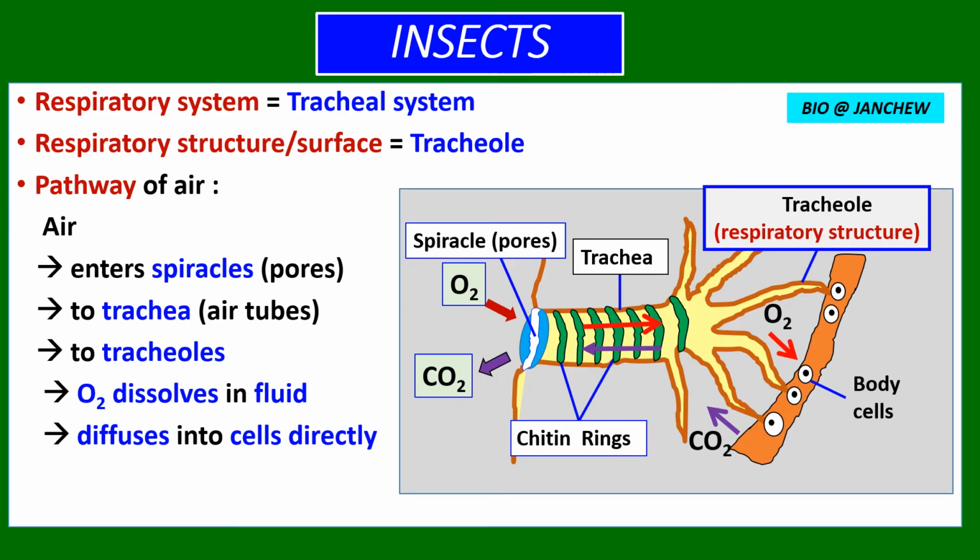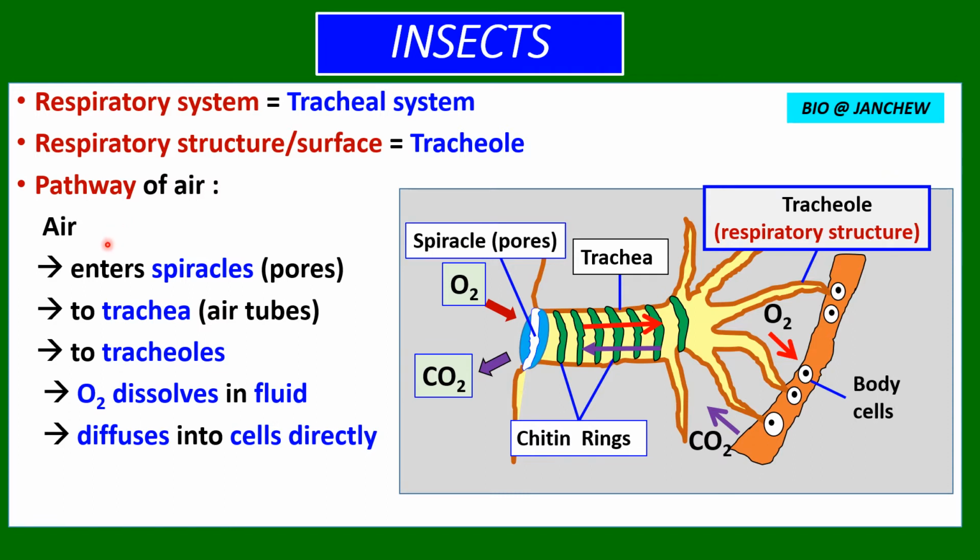Now let us discuss the respiratory systems of 2 organisms. Firstly, insects, and secondly, fish. So in insects, the respiratory system is called the tracheal system, from the word trachea. Okay, the trachea is the tube which allows the flow of gases in it. So the respiratory structure in the tracheal system are the tracheoles, which are these tiny tubes that branch out from the trachea, which is the main tube.